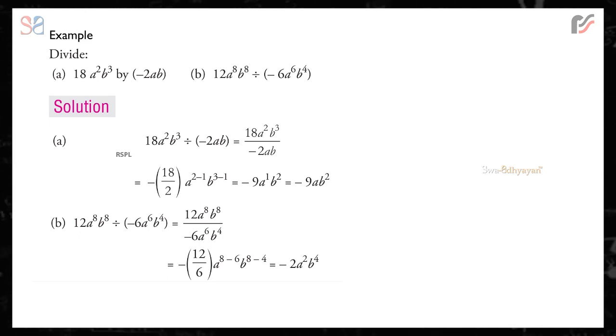B. 12a⁸b⁸ divided by −6a⁶b⁴ is equal to 12a⁸b⁸ by −6a⁶b⁴, which is equal to −12 by 6 a^(8−6) b^(8−4), which is equal to −2a²b⁴.